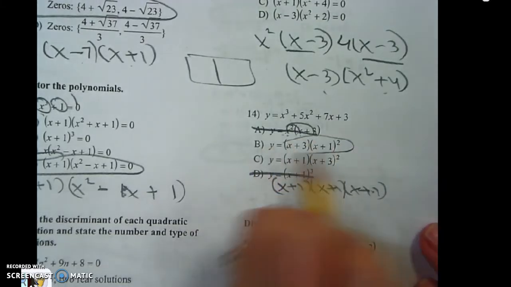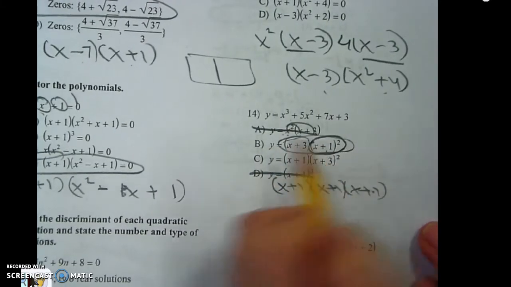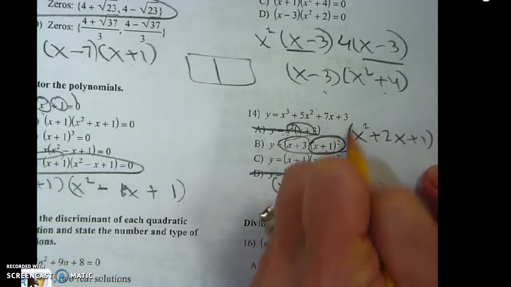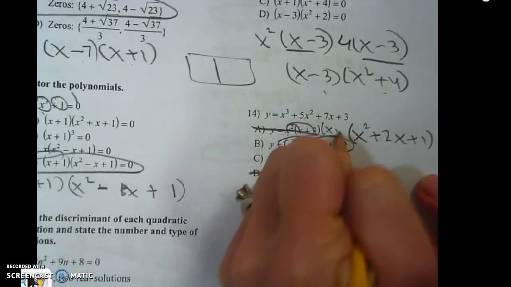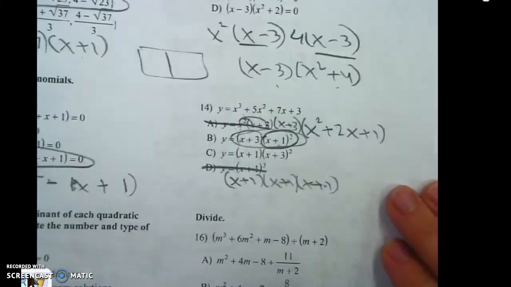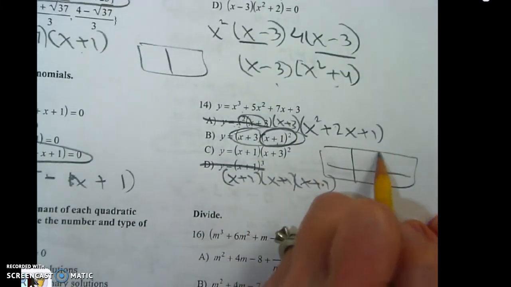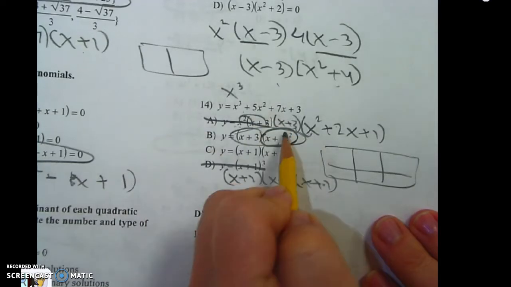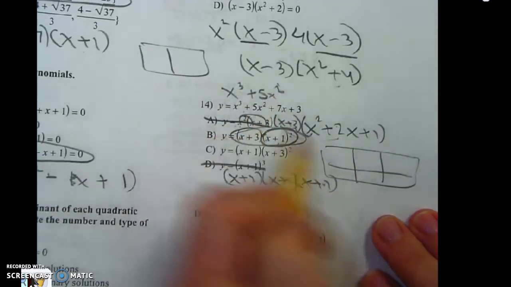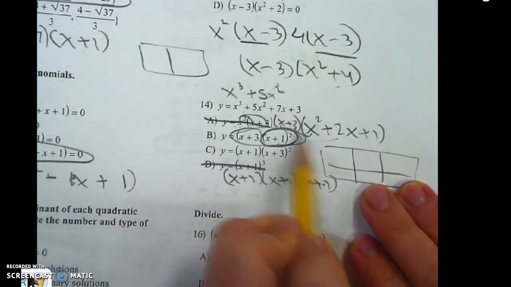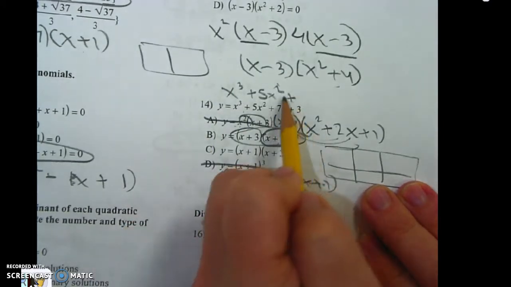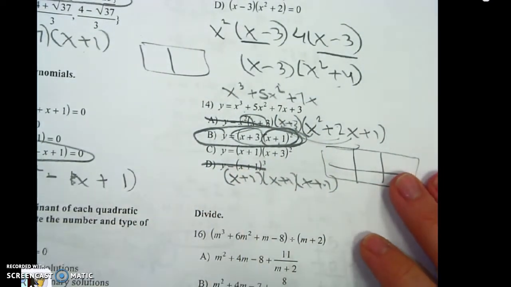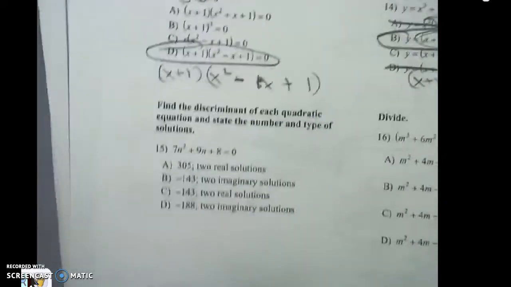I'm going to take care of this one first. I'm going to box out x plus 1 squared, which ends up being x squared plus 2x plus 1, and then multiply that by x plus 3, so I can box it out. And I end up with x cubed plus 3x squared plus 2x squared is 5x squared. And then 6x plus 1x is 7x, and the 3. So the answer ends up being B. If I did the other one, it wouldn't work.